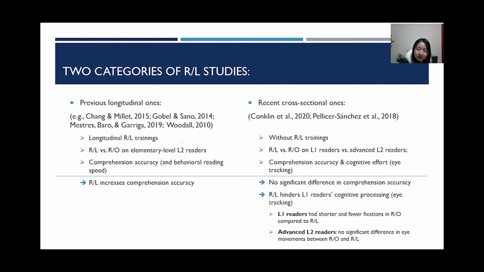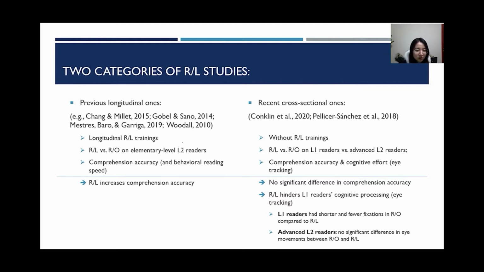While the recent cross-sectional ones did not have such long-term RL treatments. In the subject groups, they focus on L1 groups, L1 readers, and advanced L2 readers. That makes them cross-sectional studies. The dependent variables are also different. The previous ones only look at comprehension accuracy, while the recent cross-sectional ones also look at cognitive efforts from the eye movement statistics. The conclusions that they came out with are also different.